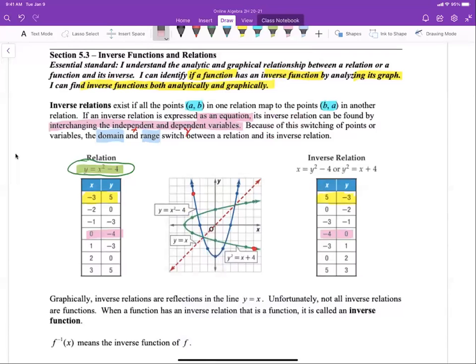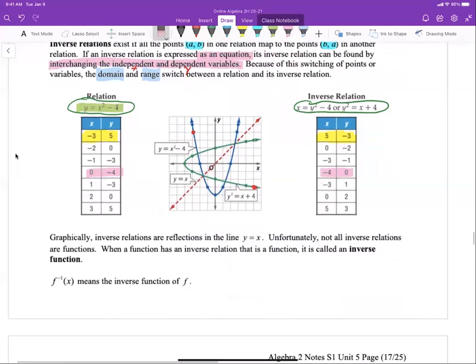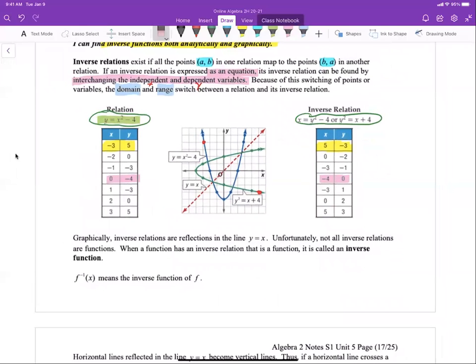Okay, then I can create an actual equation for this inverse relation. And all I did was switch the x and y's. You'll see that I have x now in place of y and y in place of x, and then you can rearrange and solve for y, and there's your inverse relation. It does not meet the vertical line test, so it is not a function. You can see that I cross through more than one point. That means there's more than one output for a particular input.